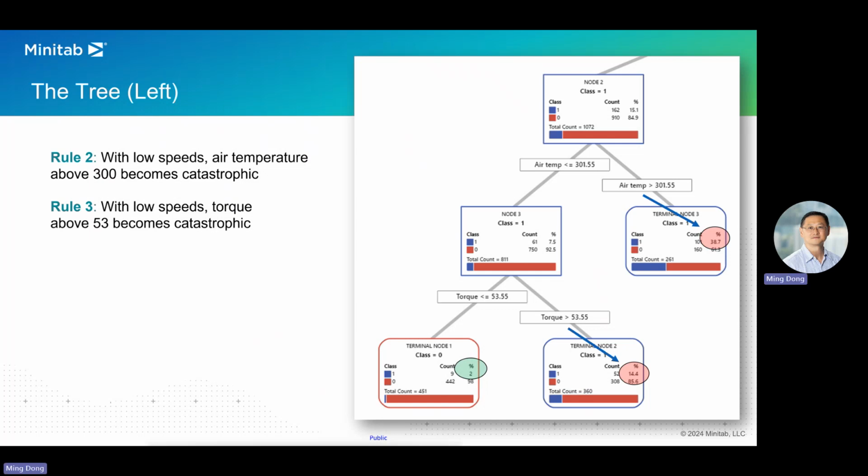And also we have a track. You can see that with low speed, which is on this track, and torque above 53, whatever the unit, then the chance is 14% as well. Again, based on the average of 3.5, this is also very high. So this is our rule number 3.